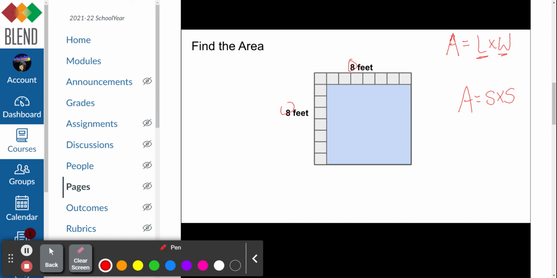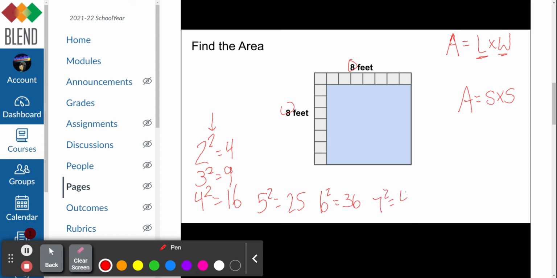When something is squared, anytime you see this exponent, it just means multiply the number by itself. 2 times 2 is 4. 3 squared, 3 times 3 is 9. 4 squared, 4 times 4 is 16. 5 squared, 5 times 5 is 25. 6 squared, 6 times 6 is 36. 7 squared, 7 times 7 is 49.